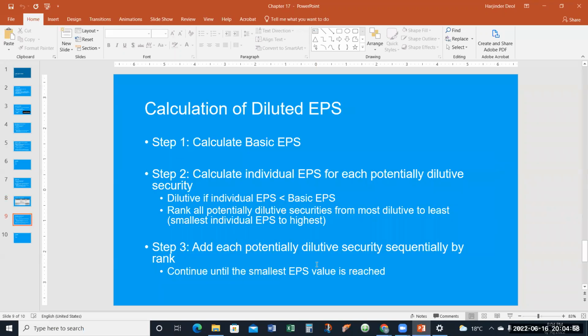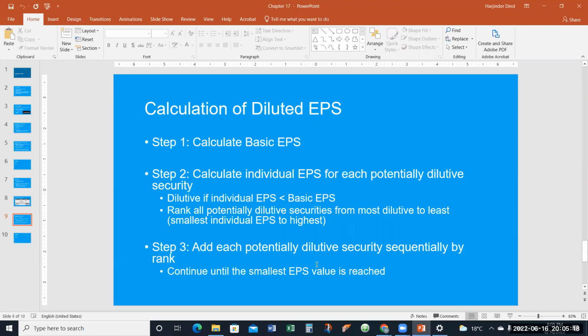So how do we go about calculating diluted EPS? First step is to calculate basic earnings per share. Basic earnings per share, as you know, you take the net income available to common shareholders, take the weighted average common shares outstanding, divide the two, you get basic EPS.